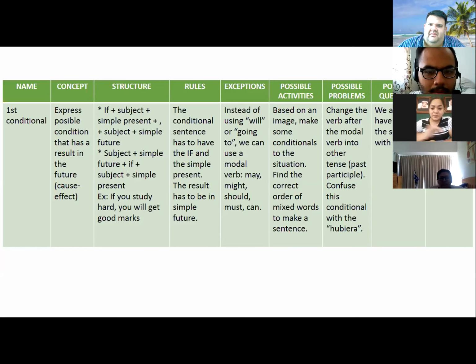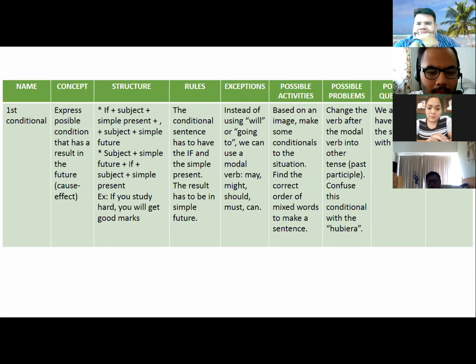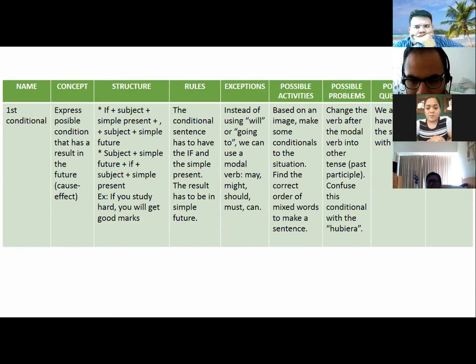For the structure, we put two different structures. When we begin with if: if, subject, simple present, comma, subject, and simple future. And the other structure is subject, simple future, then if without the comma, subject, and simple present. We put an example: if you study hard, you will get good marks. And inverse, you will get good marks if you study hard.